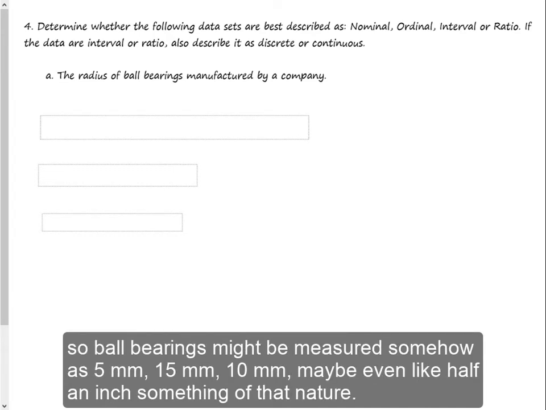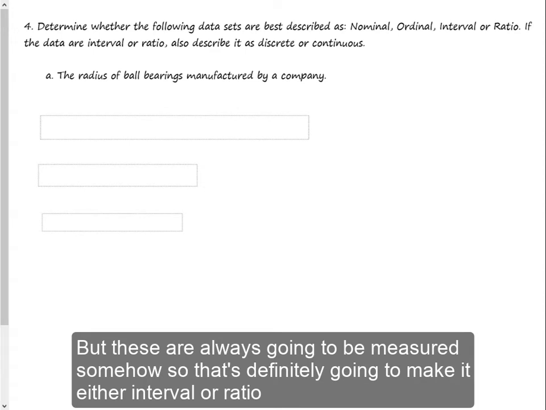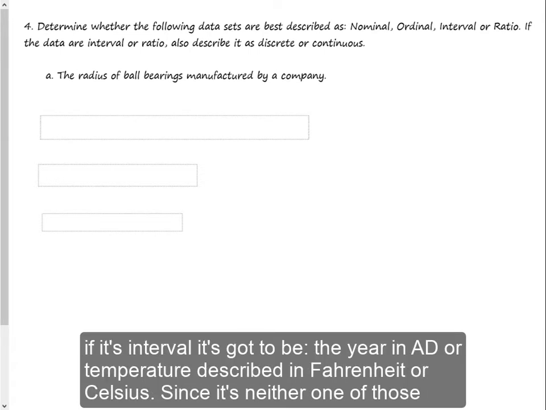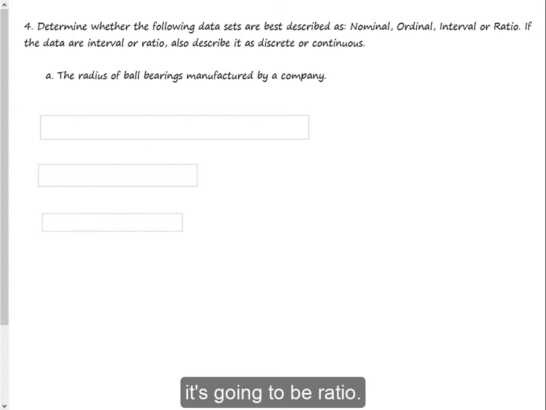So ball bearings might be measured somehow as 5 millimeters, 15 millimeters, 10 millimeters, maybe even like half an inch, something of that nature. But these are always going to be measured somehow. So that's definitely going to make it either interval or ratio. To decide between those two, if it's interval, it's got to be the year in AD or temperature described in Fahrenheit or Celsius. It's neither one of those. It's going to be ratio.